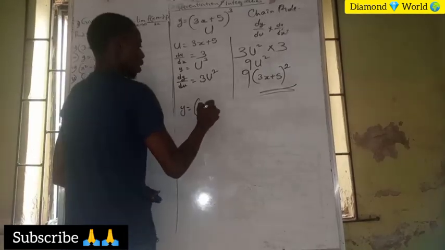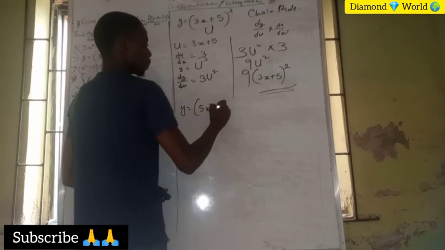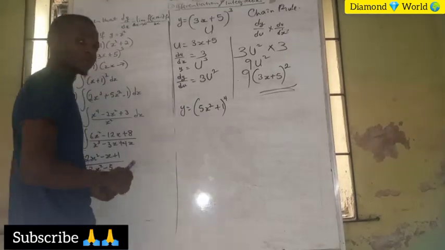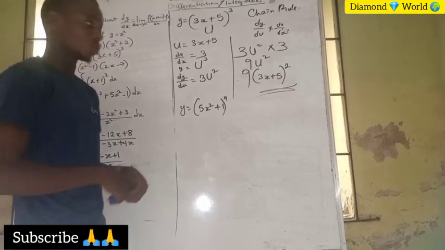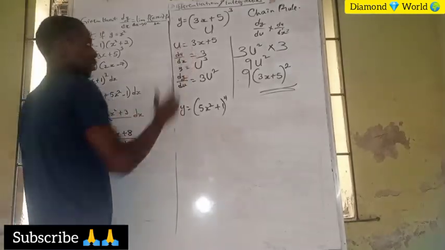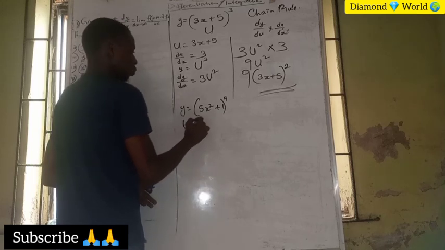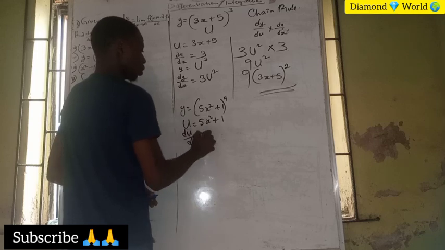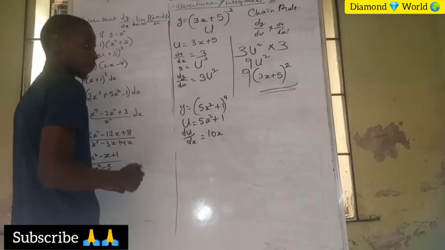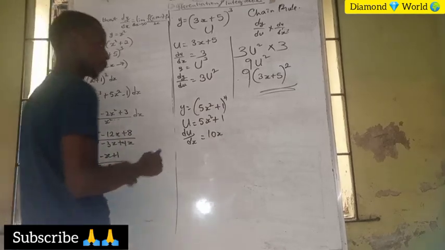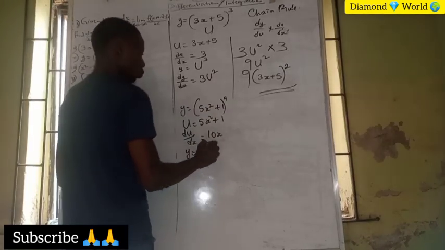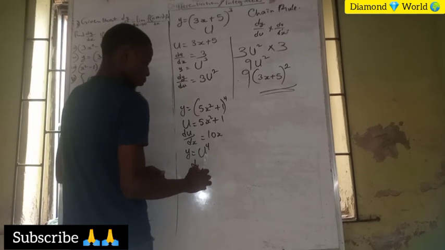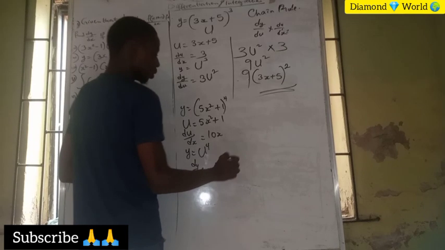Let's look at 5x squared plus 1 all raised to power 4. Let's look at this the same way. We say this is our u, 5x squared plus 1. Your du/dx is equal to 10x. My du/dx will become what? 10x. Now my y equals u raised to power 4. My dy/du equals 4u raised to power 3.